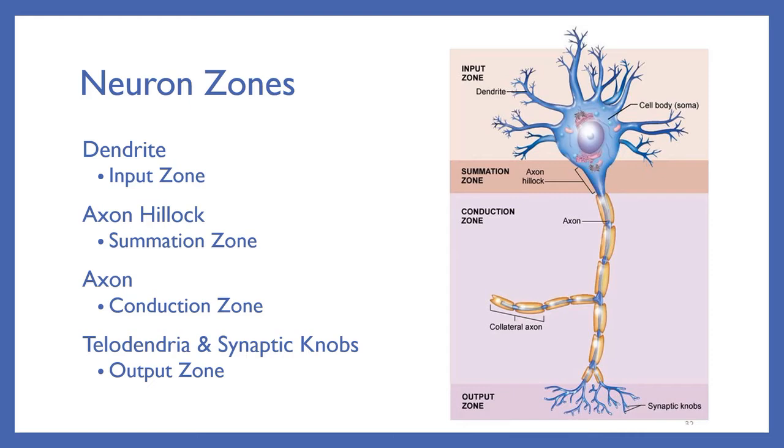There are several zones for a neuron. The dendrite zone, up at the top of the cell body where the dendrites are located, is called the input zone. The axon hillock is called the summation zone. The axon itself is called the conduction zone because it conducts the impulse down the long axon. The telodendria and the synaptic knobs are the end of the axon, and they're called the output zone.